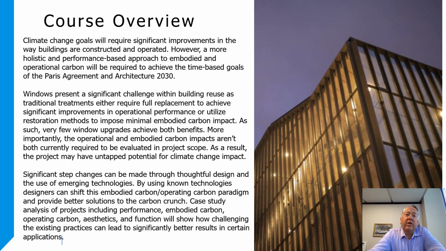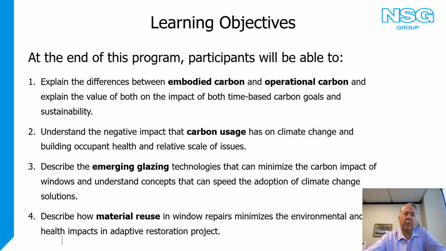I won't go into great detail here, but essentially from the description, we're going to be talking about the carbon impacts of windows and how to make better choices around the materials that you select and the impacts that those products have. The key points: we're going to talk about the differences between embodied and operational carbon. We're not experts, but we're going to give you a very high level understanding of this and how it impacts windows. We'll talk a little bit about carbon usage and how that impacts climate change. And then primarily we're going to talk to you about the glazing and how emerging technologies and some of the designs and material use and reuse have on all the implications around carbon with windows.